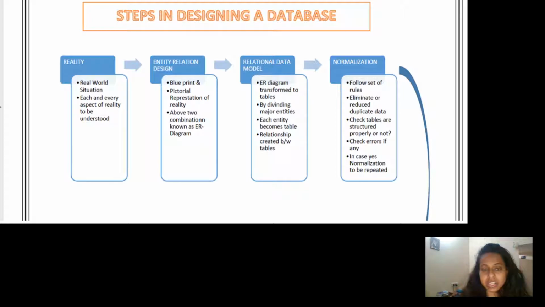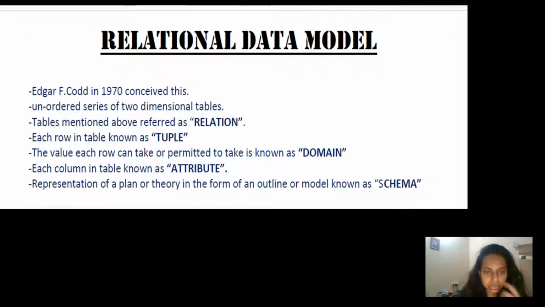What is basically relational data model? ER diagram transformed to tables. Whatever the data we have collected here, that is to be transmitted into tables, then to be divided into major entities. For example, the roll numbers, the subject of a particular class, it can be the name of a particular student. Then we have to create a relationship between these students. Then this one is your relational data model component.